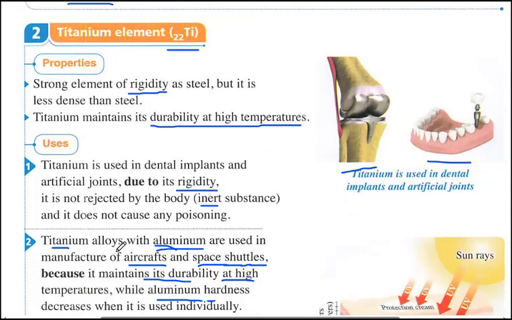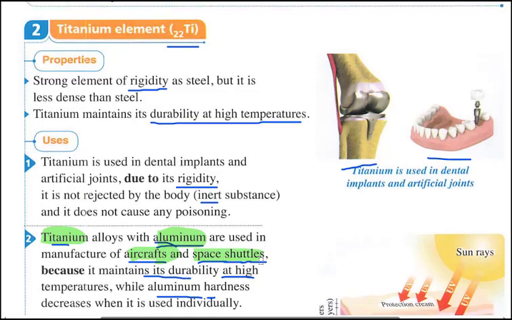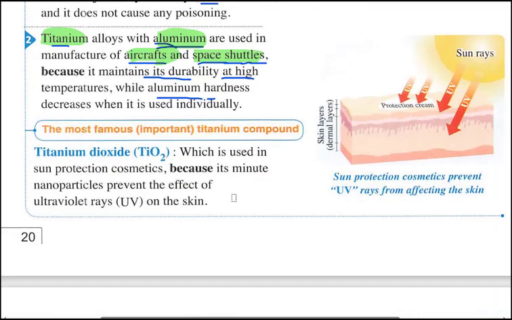We put titanium with aluminum to make an alloy which has high durability at high temperature. So we make aircrafts and space shuttles from titanium and aluminum. From the most important compounds, titanium dioxide, which is used in some cosmetics.